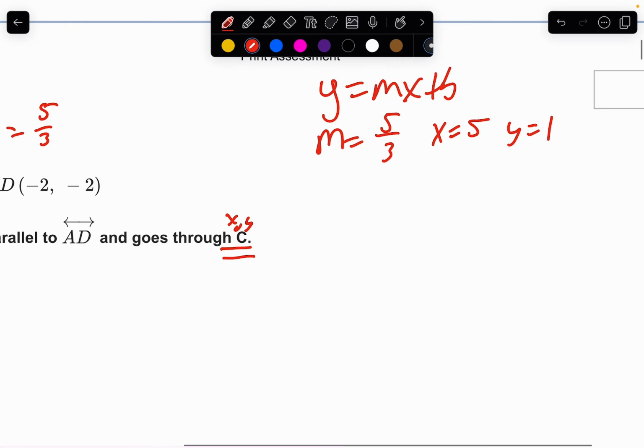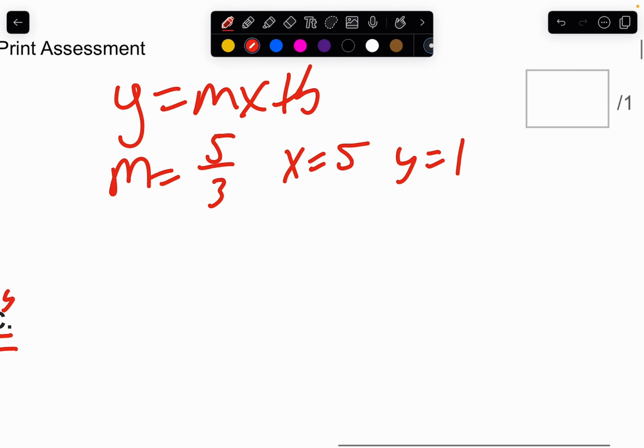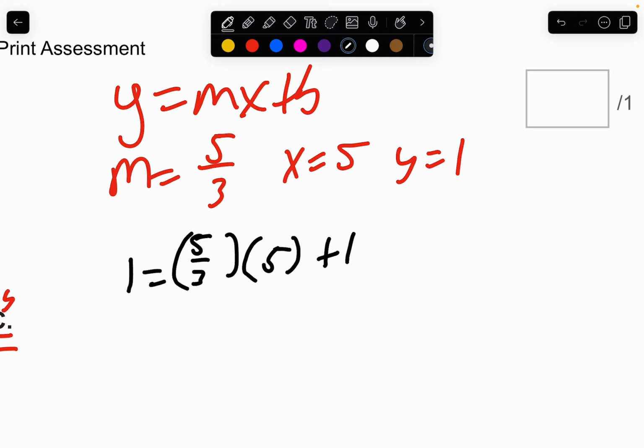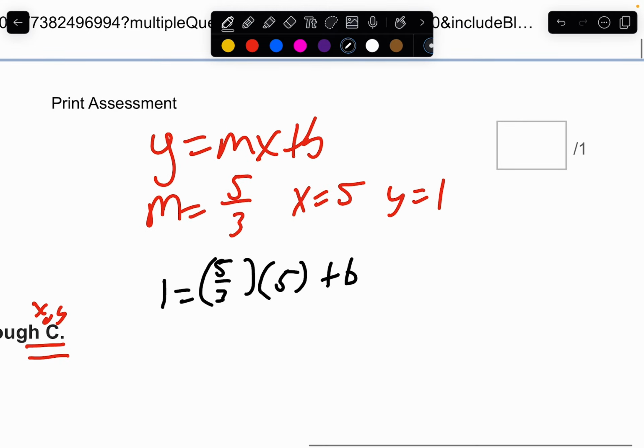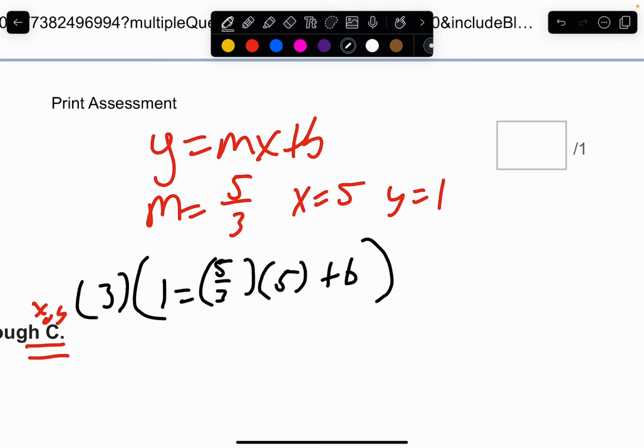So now that we know the slope and the coordinate we're going to use, we're going to plug it into the equation. y equals 1, so we plug in a 1 for y. The slope is 5/3. x equals 5, and we're going to solve for b. There's a few ways you can do this, but I want to practice multiplying by 3. We're going to multiply everything here by 3. 3 times 1 is 3, and this is the fun one when we do this distribution.